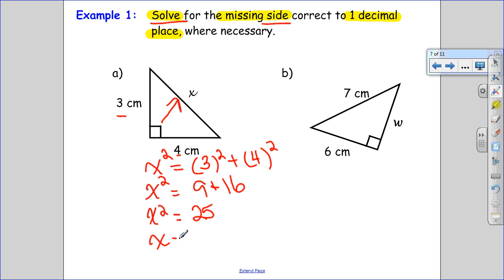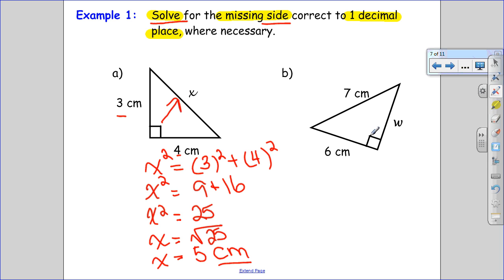And I have to take the square root of both sides to solve for X. And X is in fact 5 centimeters. And at this point, I'll put the units back in because the question gave me side length using units.